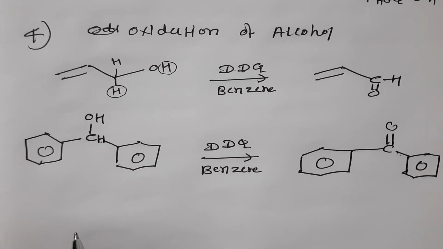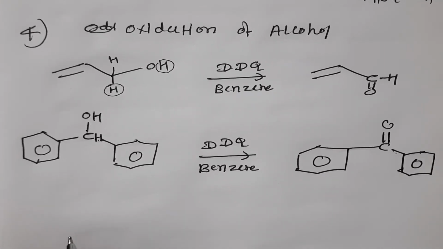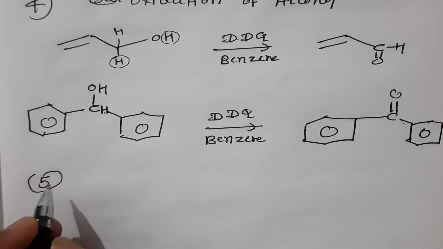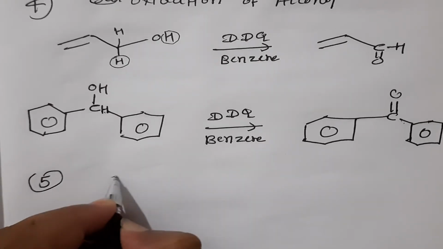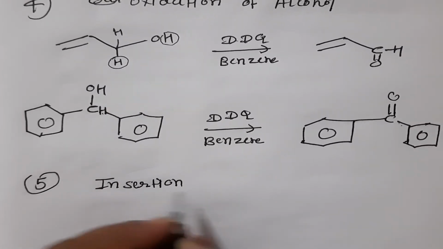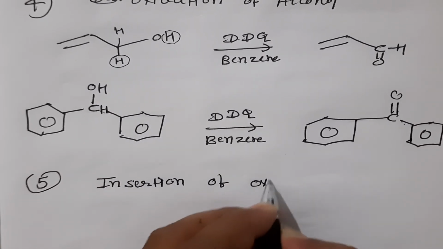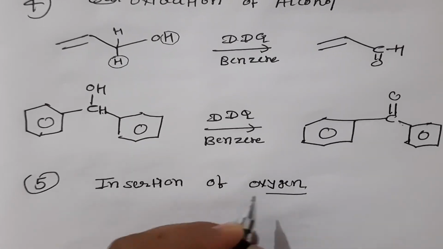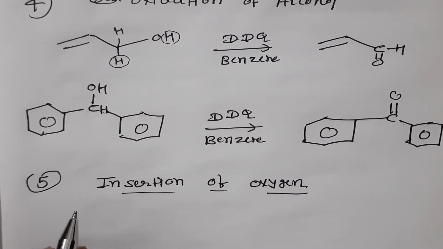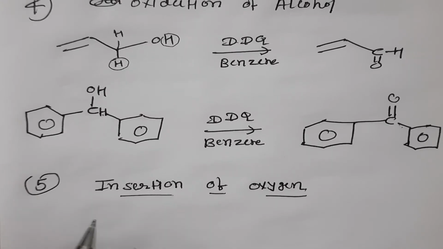इस तरह से हम कोई भी एग्जाम्पल ले सकते हैं. Now the next and last application is, the fifth application is insertion of oxygen. Insertion of oxygen means removal of 2 hydrogen. एक ऑक्सीजन एंटर होगा, 2 हाइड्रोजन रिमूव होगा. So ultimately if oxygen is inserted it is oxidation, and if hydrogen is removed it is also called oxidation.